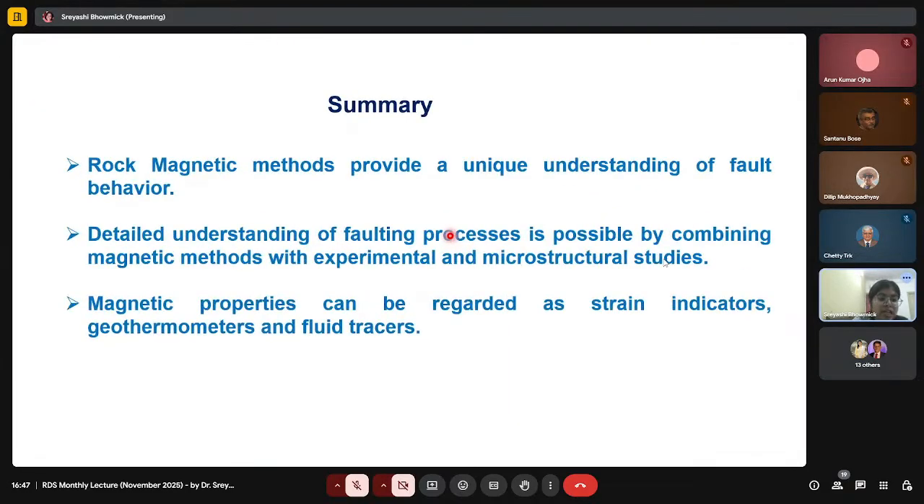To summarize, rock magnetic methods provide a unique understanding of fault behavior. Detailed understanding of faulting processes is possible by combining magnetic methods with experimental and microstructural studies. Magnetic properties can be regarded as strain indicators, geothermometers, and fluid tracers, which I've already discussed during my presentation. And here we could see how the coarse MD grains are reduced to fine SD grains, and this behaves as a marker for strain along the fault.